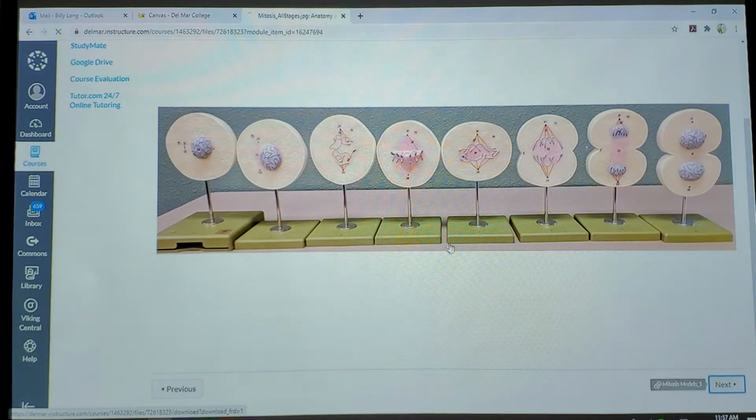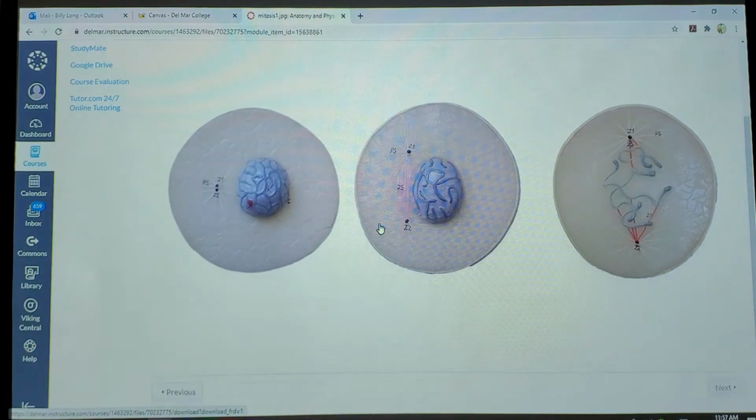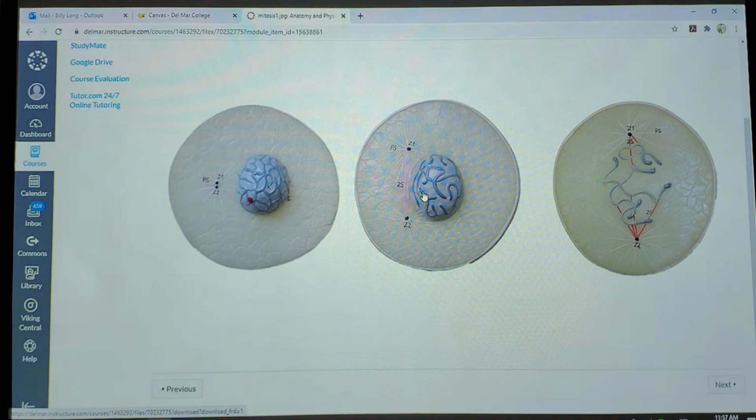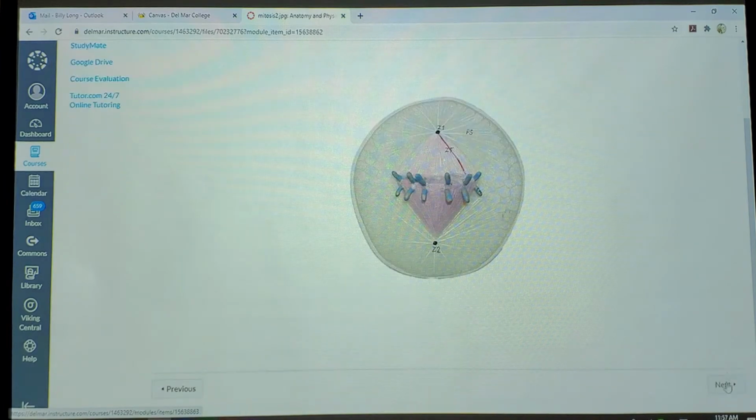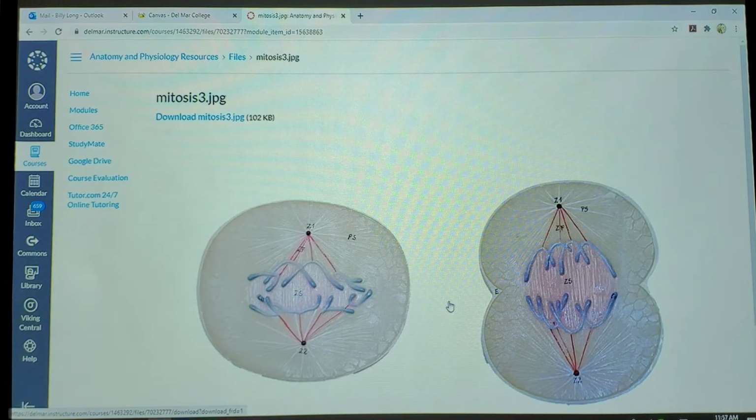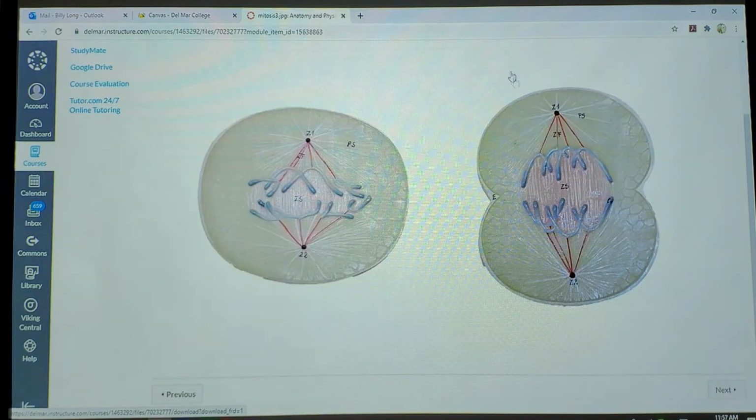If I go to the next slide, it will show you interphase, prophase, early and late. Again, I'm not doing the late prophase. Go to the next slide. There's metaphase. You can see the chromosomes very clearly, a nice spindle fiber and the centrioles. We have early and late anaphase. Again, I'm not doing the late anaphase. This is anaphase. You can see the centrioles, the spindle fibers, and the chromosomes.